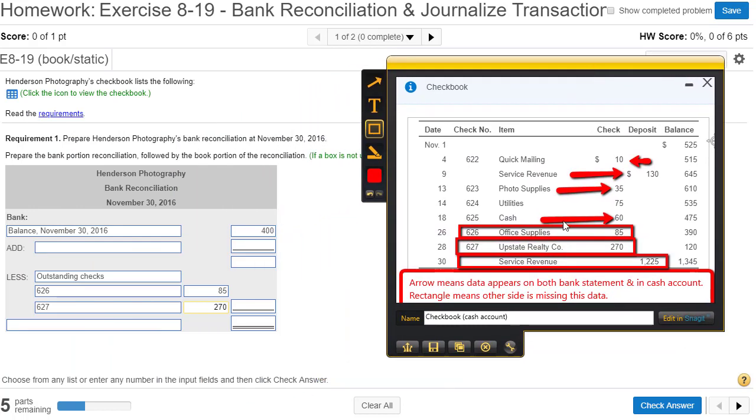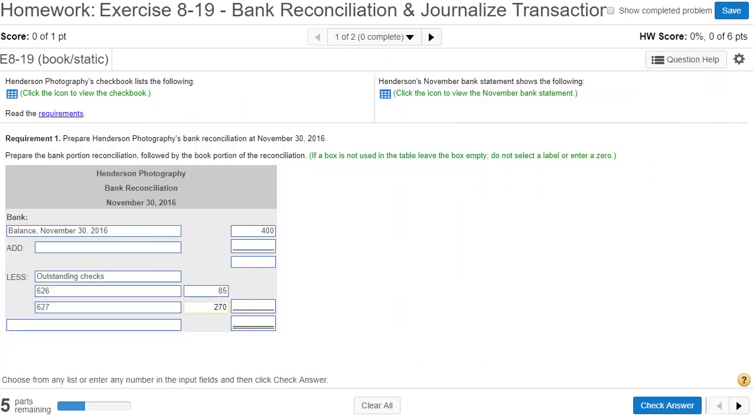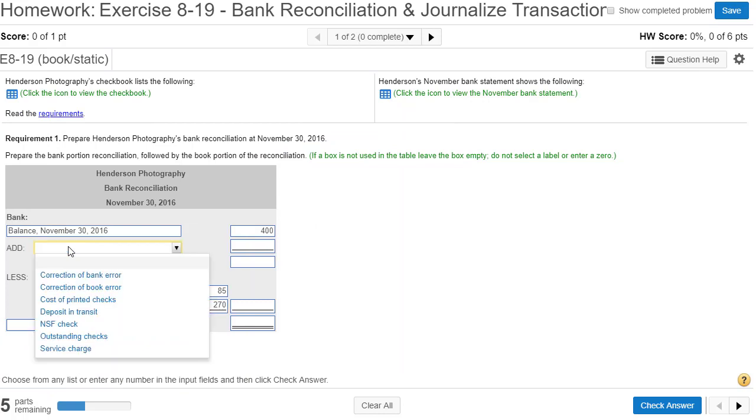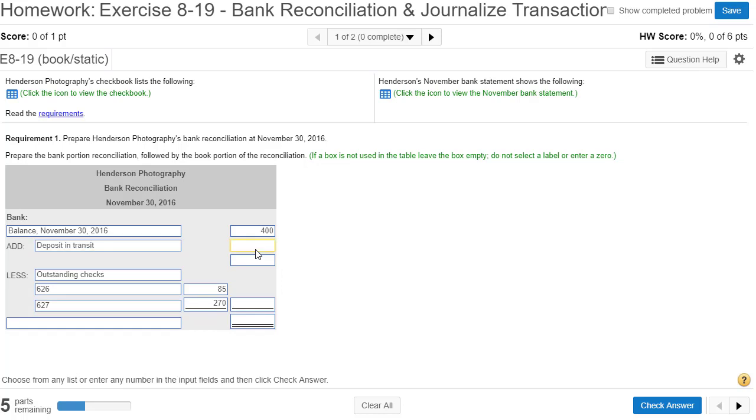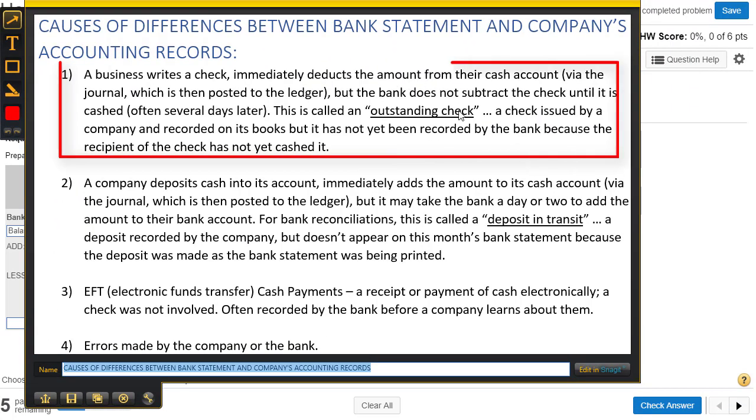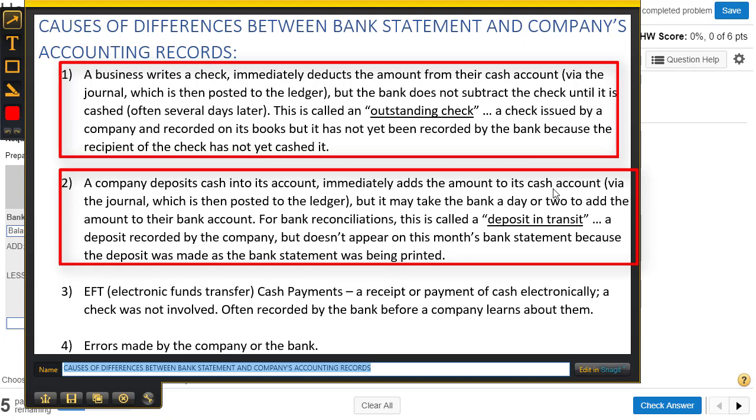And then the last thing that the bank side was not aware of is this service revenue deposit. Notice this 1225 is a deposit. So deposits make our cash balance go up. So we're going to put that in the add section. We're going to say it is a deposit in transit of $12.25. Again, don't forget to review the definition of outstanding check and deposit in transit if you forgot those definitions.